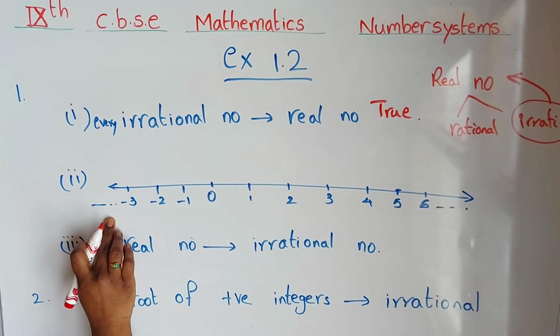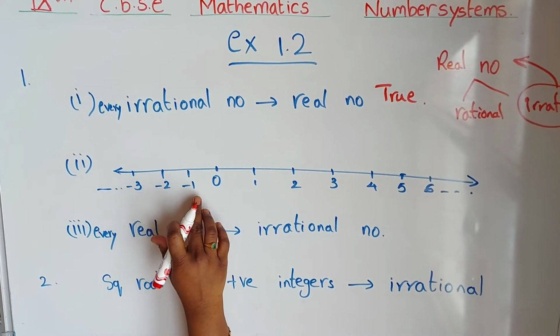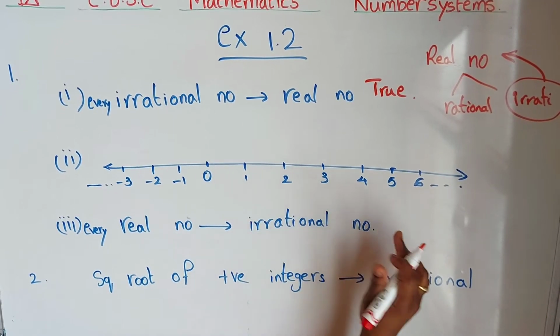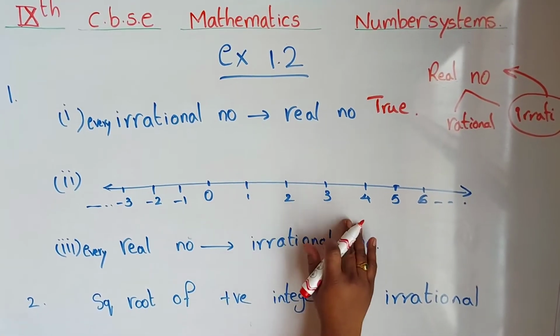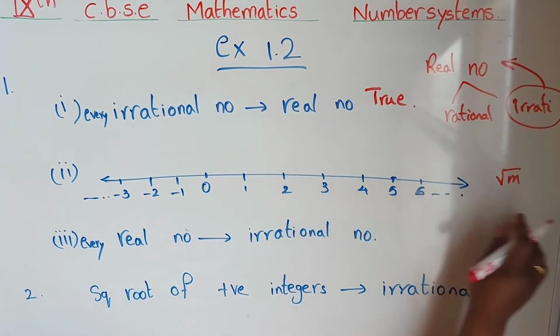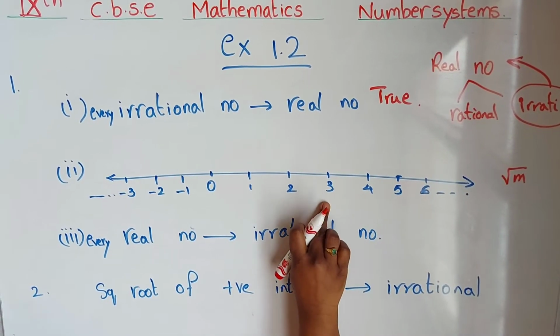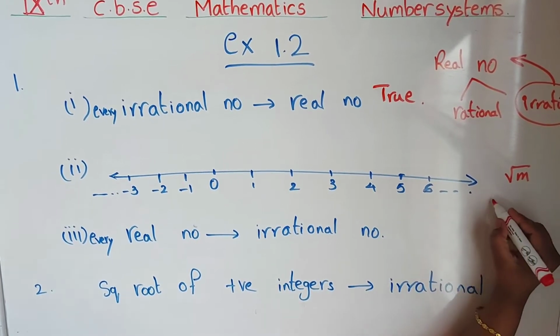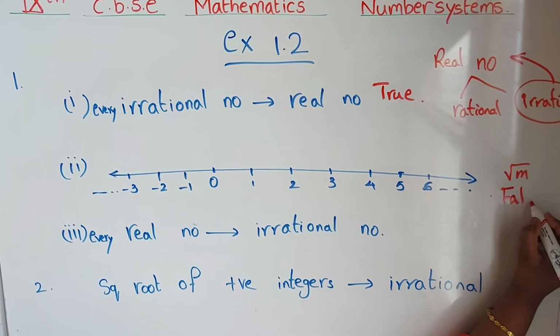Second question. Every point on the number line is of the form root m, where m is a natural number. Numbers are 1, 2, 3, 4. They are telling root m. If the number is m, root m. See, there is no root 3. There is no root 5. So it is not possible, children. It is false.